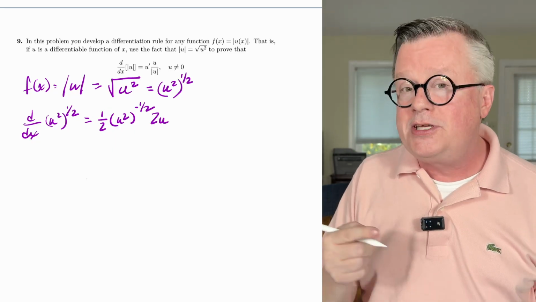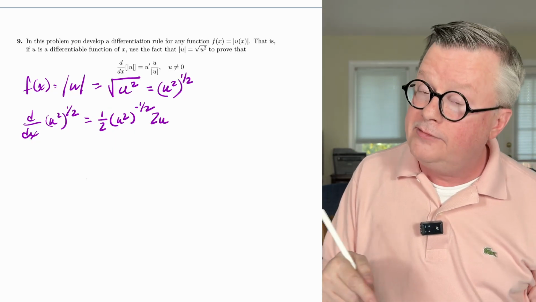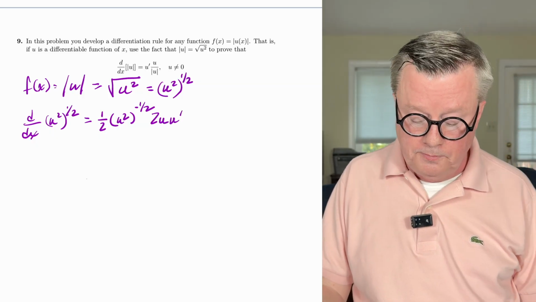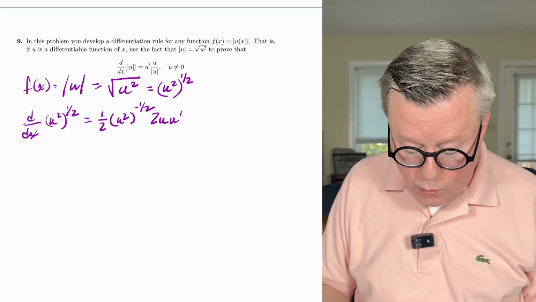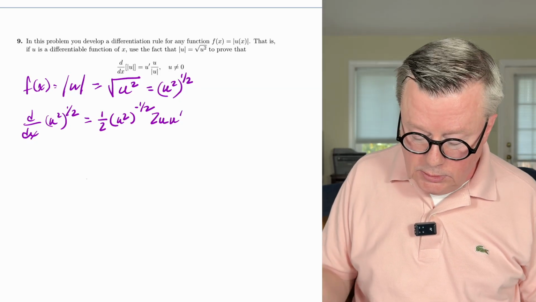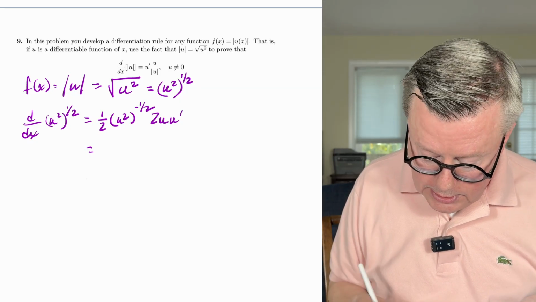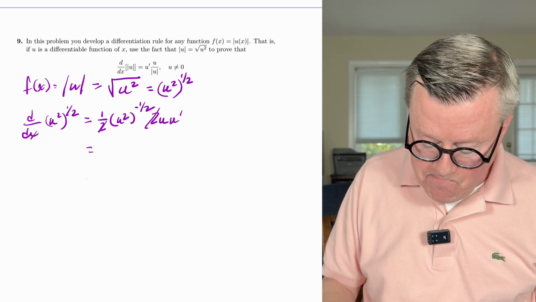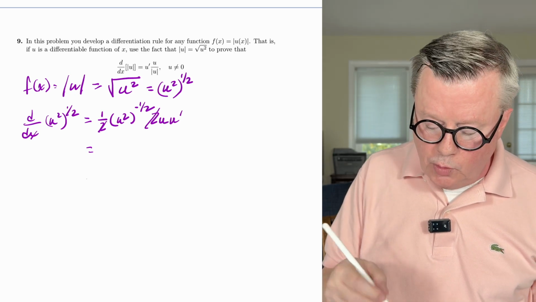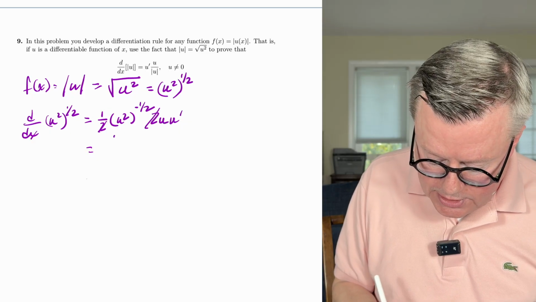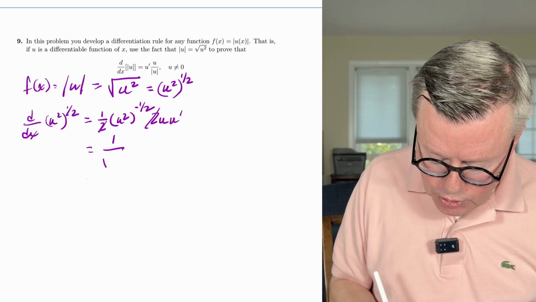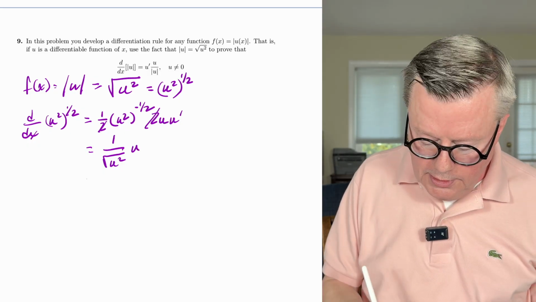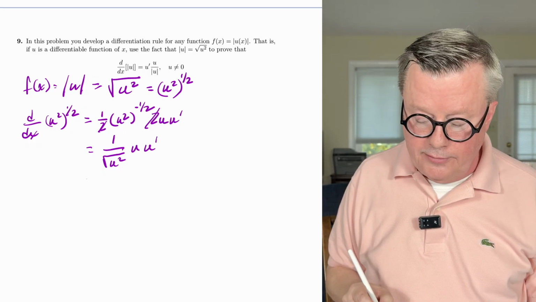Since u is a function of x, the derivative is actually 2u times the derivative of u. So this is what comes out when I use the chain rule. And what can I do with this? Well, it looks like I can cancel that 2 and that 2. And let's see, I've got u squared to the minus 1/2. That's the same as 1 over square root of u squared times u times the derivative of u.